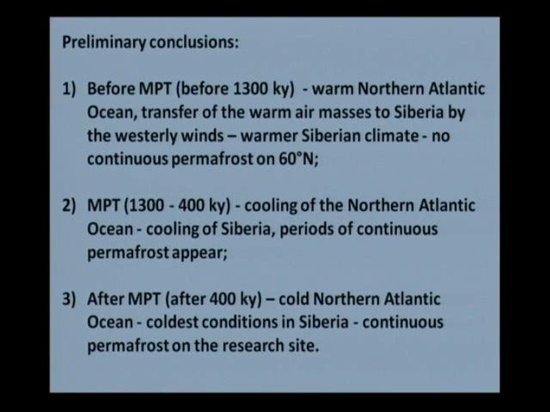Okay. And then we have this mid-Pleistocene transition. So these are our conclusions from this work. We have a warm Northern Atlantic, and we have no continuous permafrost at latitude 60 in eastern Siberia. Then we have this middle Pleistocene transition with cooling of the Northern Atlantic and cooling of Siberia. And after 400,000 years, we have a cold Northern Atlantic Ocean and probably an establishment of continuous permafrost.